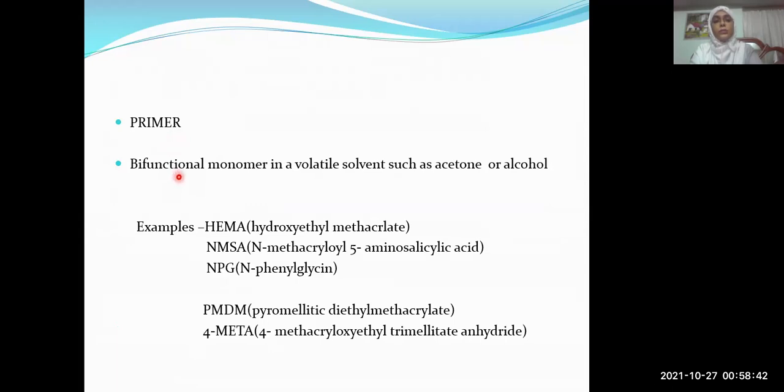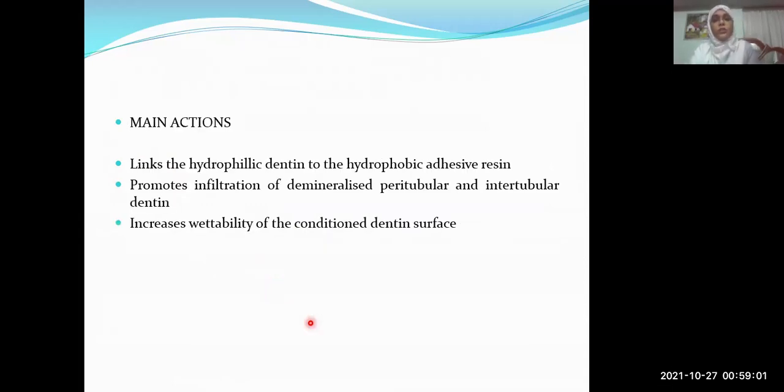Next comes the primer. As I told you already, we are using HEMA and 4-META. Apart from that, we also have NMSA or N-methacryloyl 5-aminosalicylic acid, then N-phenylglycine, and then pyromellitic diethyl methacrylate. These are some of the examples of the primers we are using. These primers link the hydrophilic dentin to the hydrophobic adhesive resin.